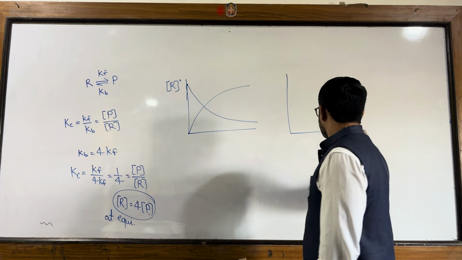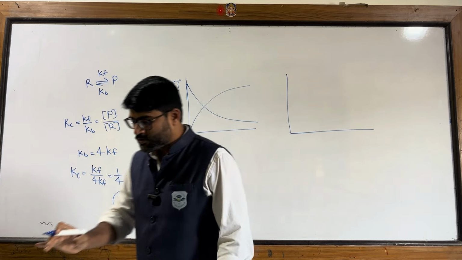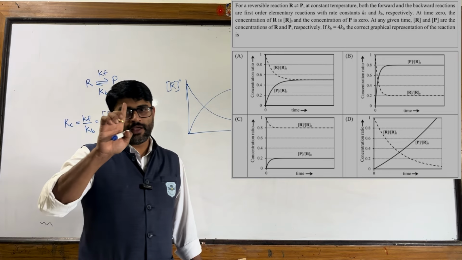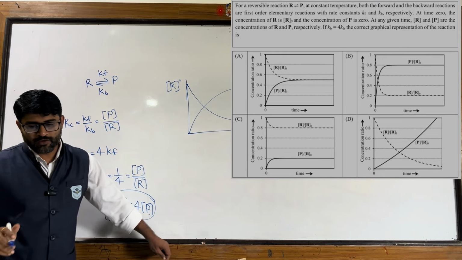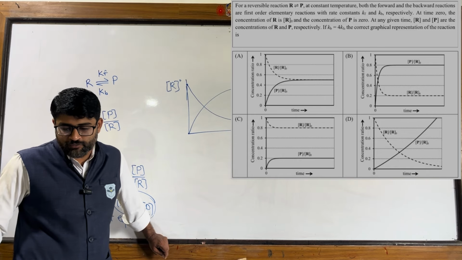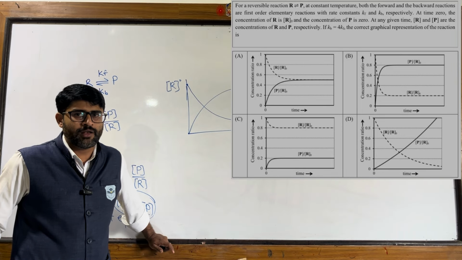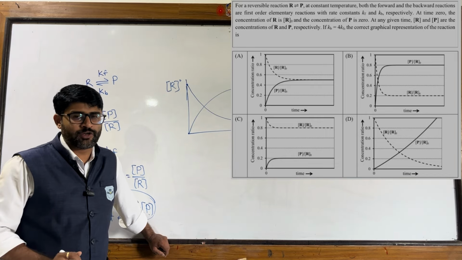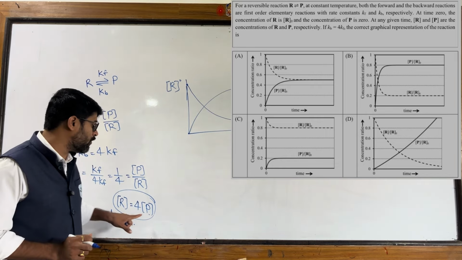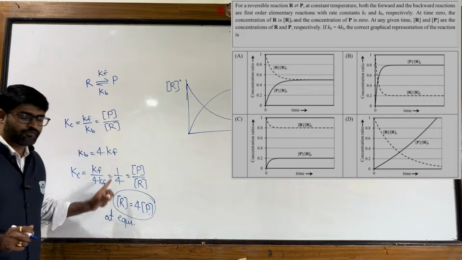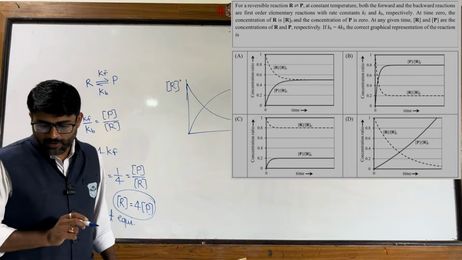So looking at the 4 graphs, in the first graph, option A, at equilibrium we have concentration of R equal to concentration of P. Then for this first option, Kc will be 1, but we have Kc equal to 1 by 4. So the first option is wrong.